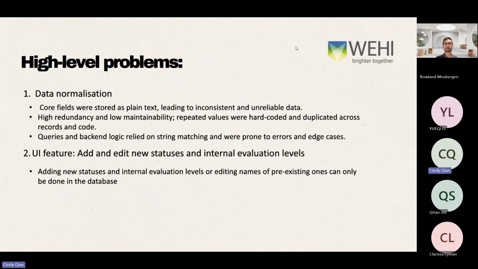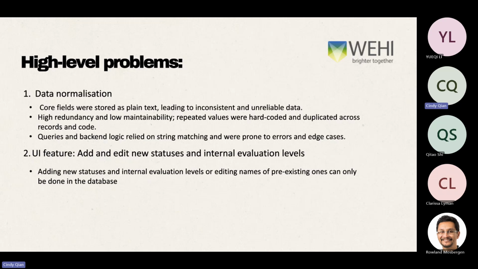So the main problems we aim to solve first was normalizing the database, as core fields were stored as plain text, leading to inconsistent and unreliable data. This led to high redundancy and low maintainability, where repeated values were hard-coded and duplicated across records and code. And so queries and backend logic relied on string matching and were prone to errors and edge cases.